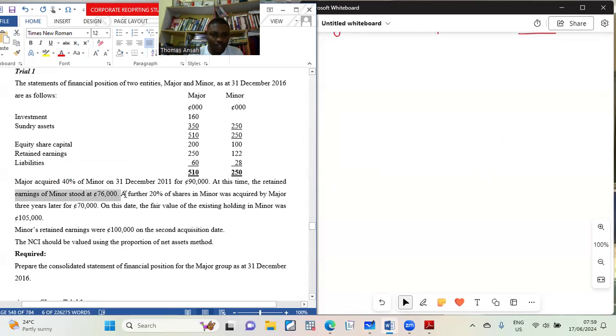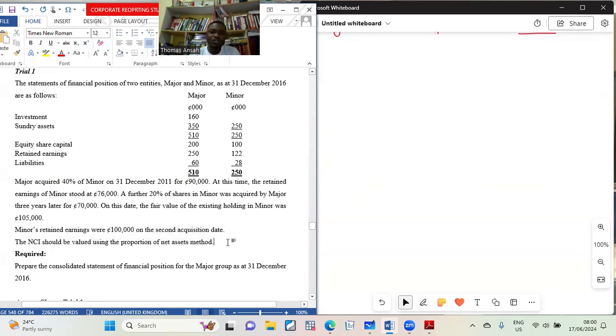So you realize that once they acquire this, they have control because it will go to 60%. And it was acquired 3 years later. Okay, so our date is 3 years later. And on this day, the fair value of the existing holding in minor was 105. Then the minor retained earnings on the second acquisition date is 100,000. The NCI is via the proportionate method.